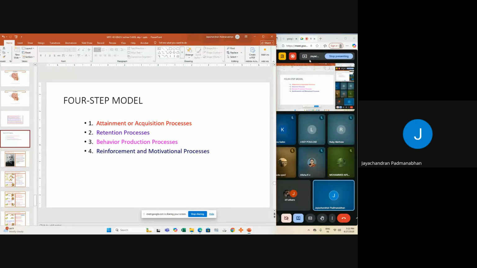Suppose that is not acquired: academics bad, poor marks, not able to reproduce things and all that. Behavior is also very bad. Again, these are all nurtured by the society, the school, and the parents. That is the nature and nurture concept I told you, which is very important.